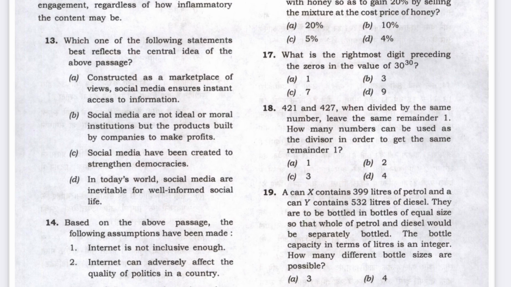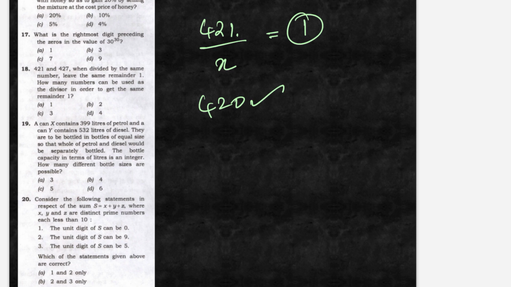421 and 427 when divided by the same number leave the same remainder 1. Okay, which means that 421 when you divide by some number leaves a remainder of 1, which means that 420 was exactly divisible by x, right? Correct. So 420 was exactly divisible, that is why you have a remainder of 1. All right, so it could be any number here.